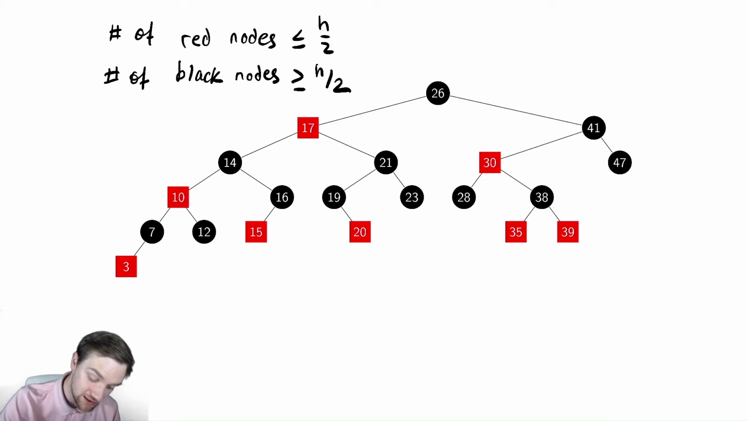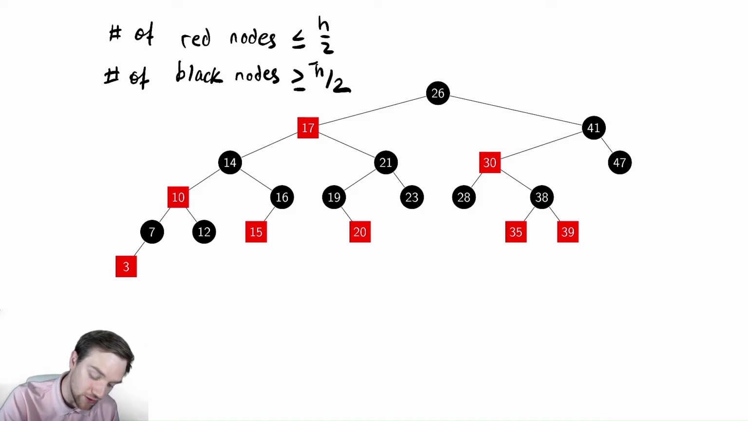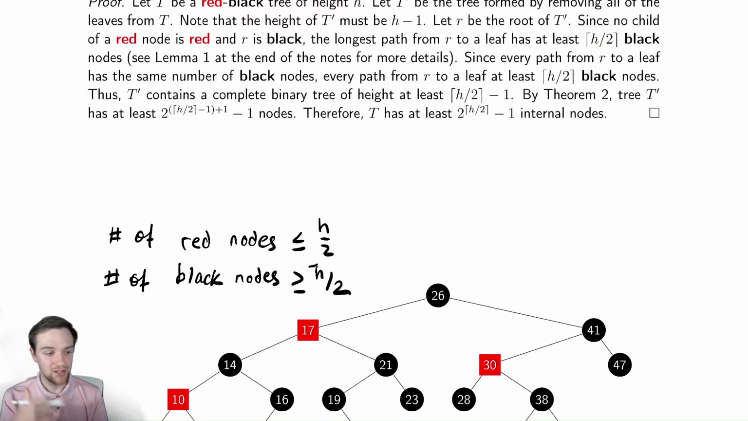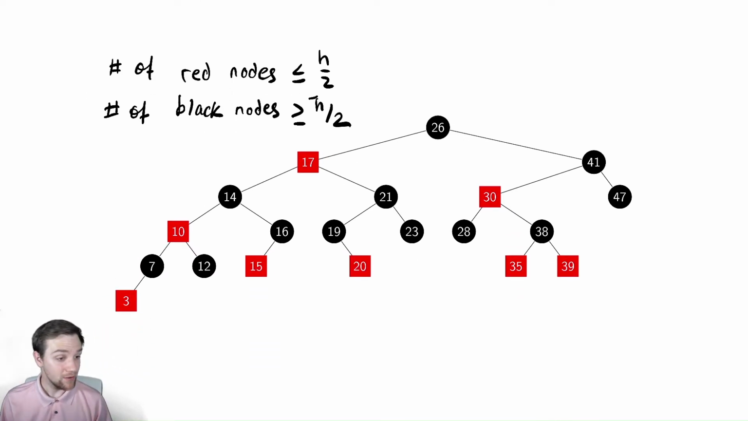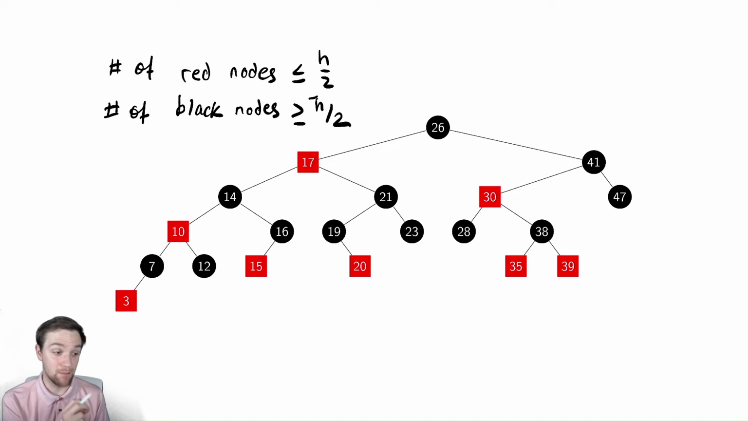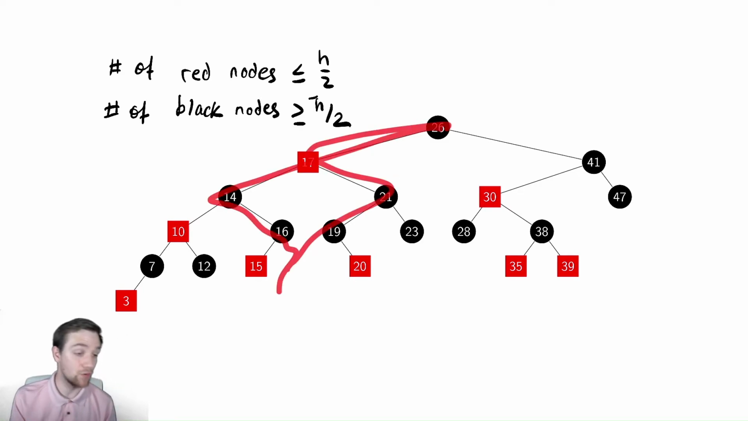In practice, this number of red nodes is h over 2 rounded down, and this is h over 2 rounded up. But that's a bit tedious to deal with, so I'm not going to write that here. In the actual proof of the theorem, you'll notice I include that detail of the rounding down part, just for the specifics of what I need to do. So we know that there is at least h over 2 black nodes in this path. And remember, every single path must have the same number of black nodes. Therefore, every single path, no matter what I choose, must have at least h over 2 black nodes in it.